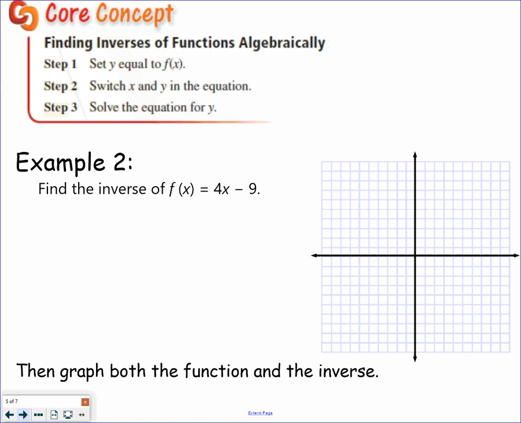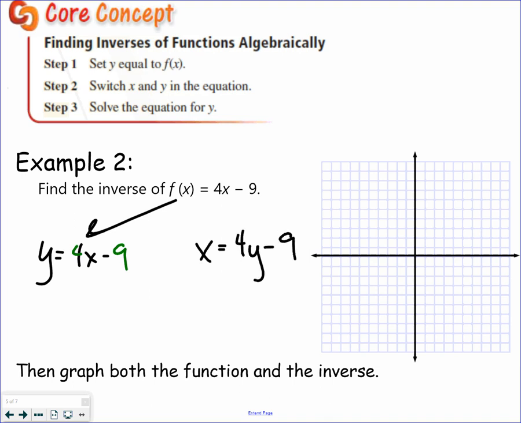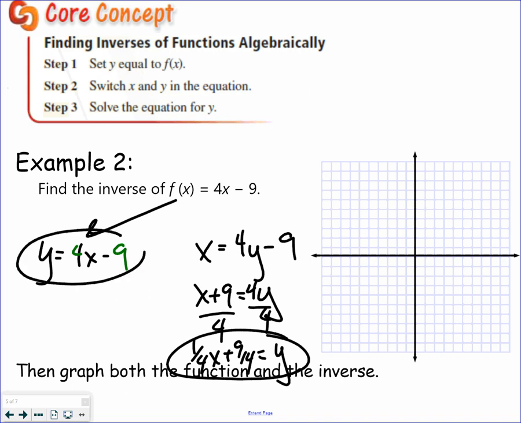Now, when you're talking about graphing, first one, we're going to take the original equation and make it a y. And then the inverse, I'm taking the x and the y, and I'm switching places. So the x and the y switch places. And then solve for y. So this is 1/4 x plus 9/4 equals y. So there's the inverse. Here's the original. We're going to graph both of these. Now the original is not bad, but the inverse is a little bit tricky.